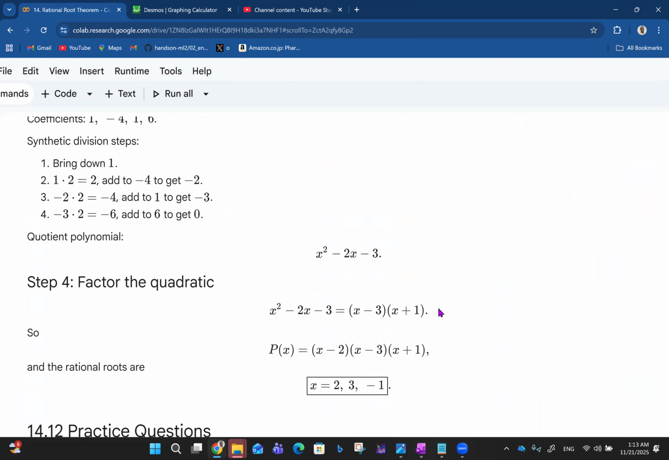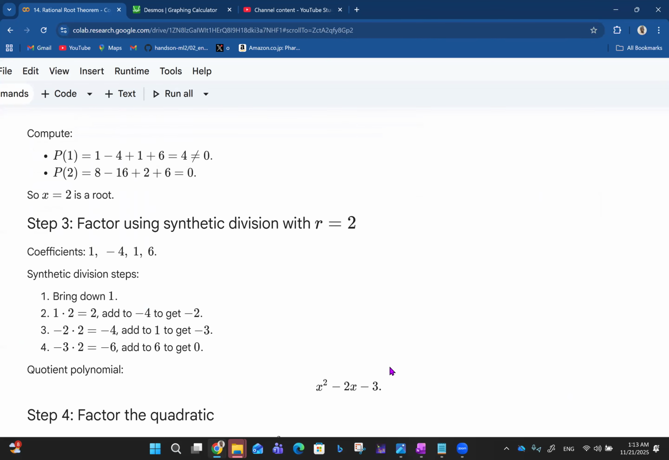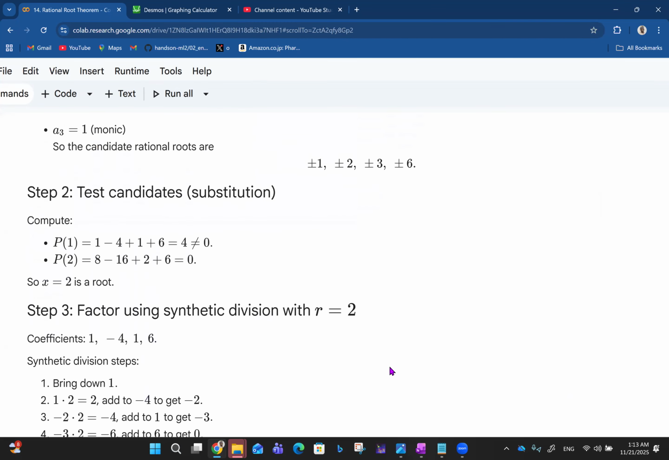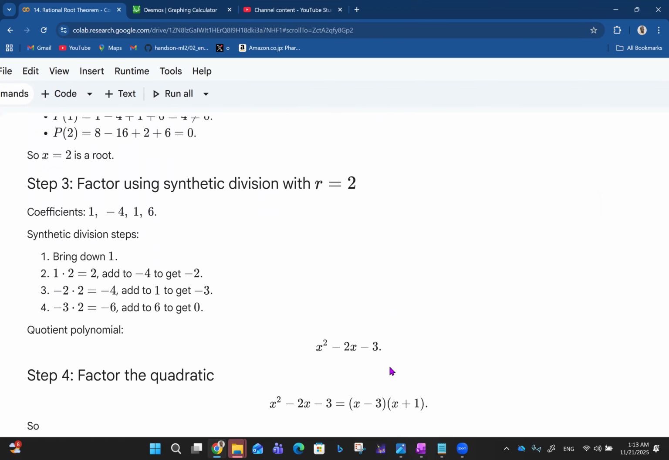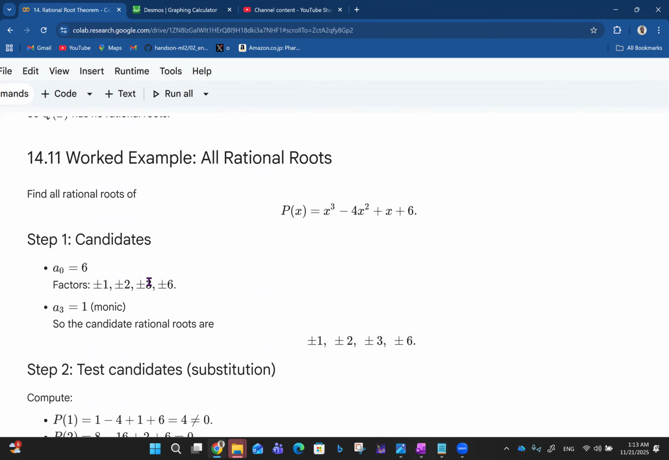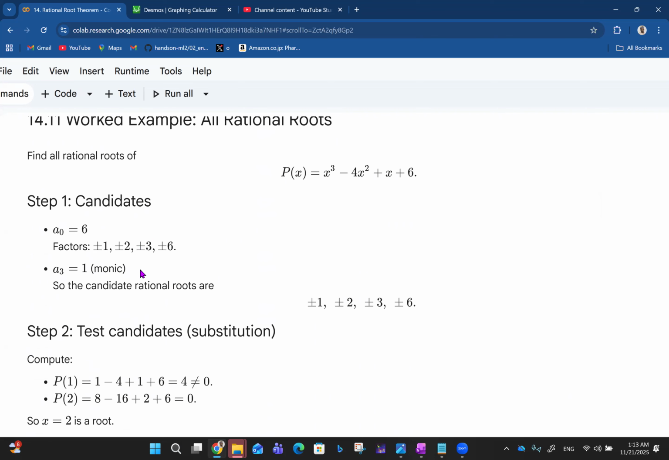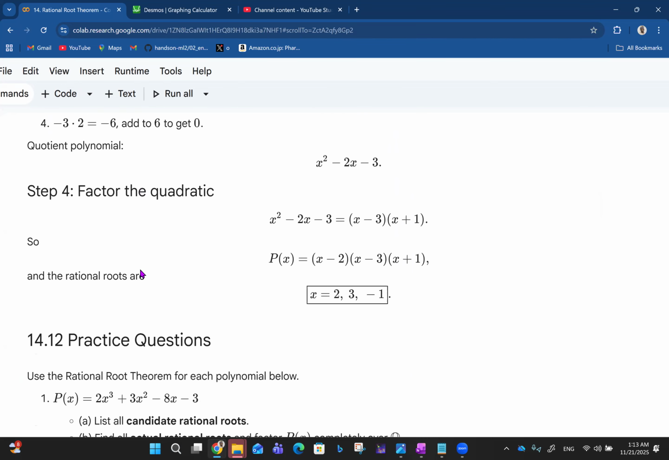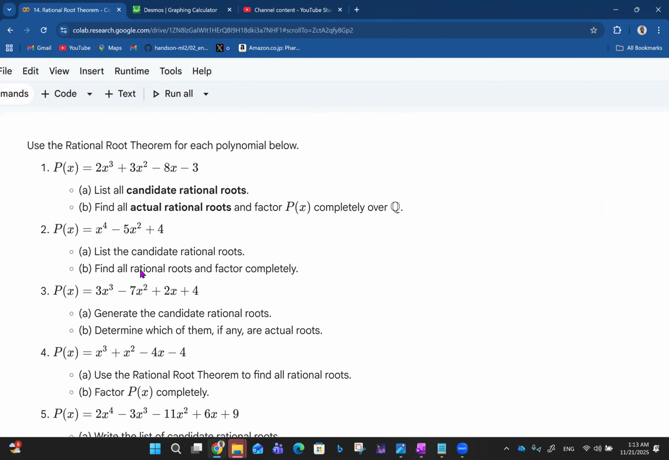Now you can factor the quadratic x squared minus 2x minus 3. That is x minus 3 into x plus 1. You just solve that, and you have x equals 3 and minus 1. Those are part of the candidates, right? The possible candidates are plus or minus 2, plus or minus 3, and plus or minus 1. So your solutions don't ever go outside of those candidates.